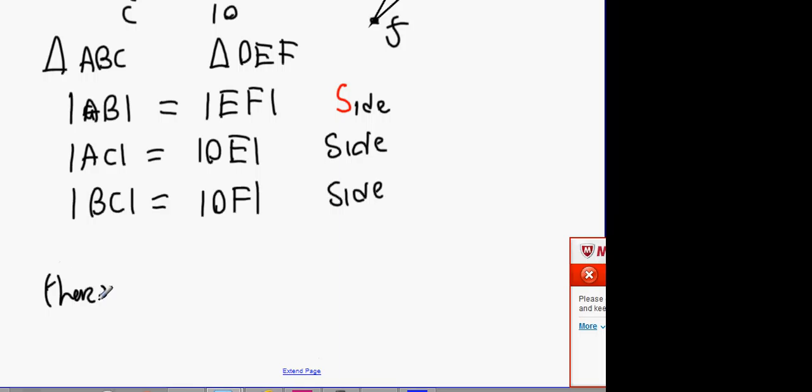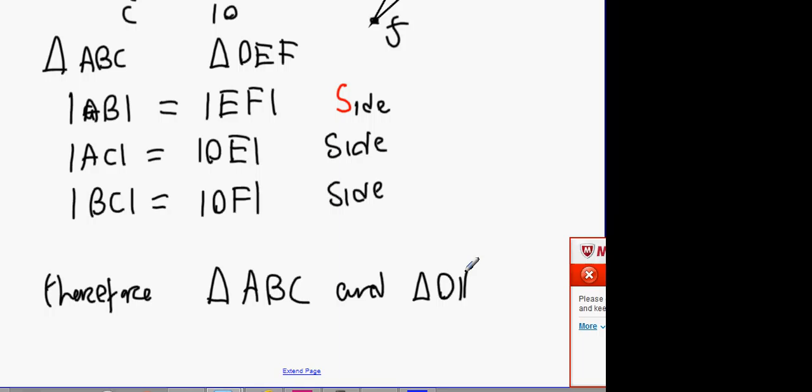Now, finally lads, you do this. Therefore, triangle ABC and DEF are congruent. And that's if you're asked to formally explain why. You're given a reason for each one. Okay? It means they're exactly the same. Okay? Let's go to the second theorem, okay?